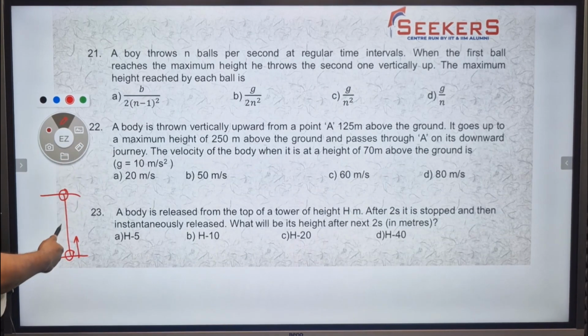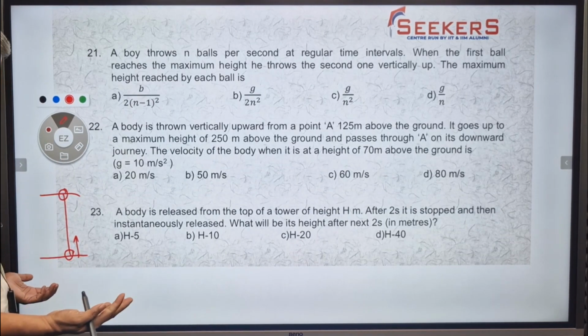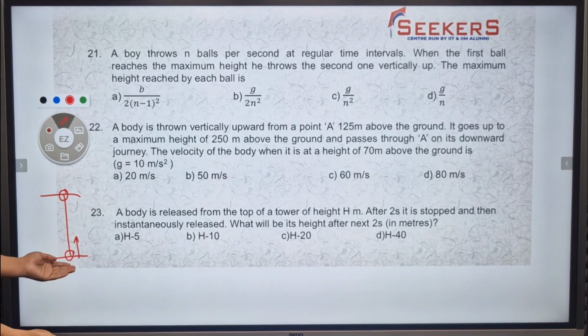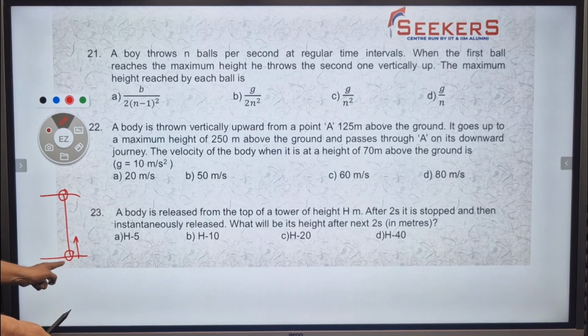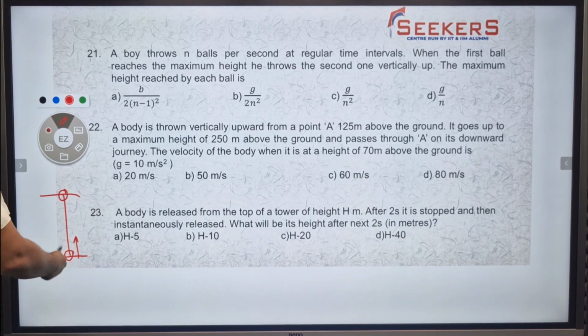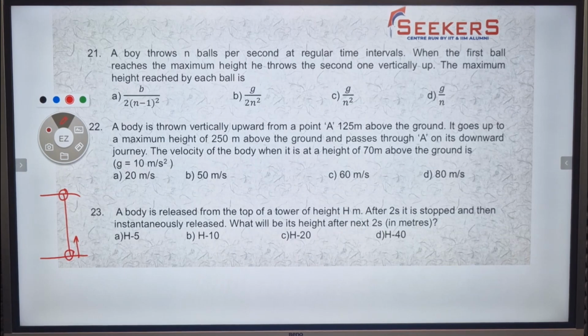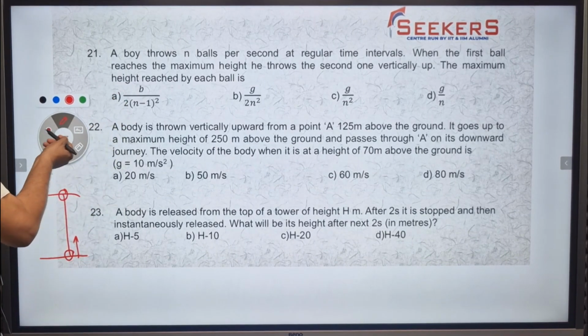So he is not throwing n balls, he is throwing 3 balls, so that when he throws the second one, the first one has reached here. Then he throws the third one when the first one is just about to reach his hand. So there are 3 balls which he is throwing, at regular intervals of time. Okay, so we'll go by that, 3 n balls per second.